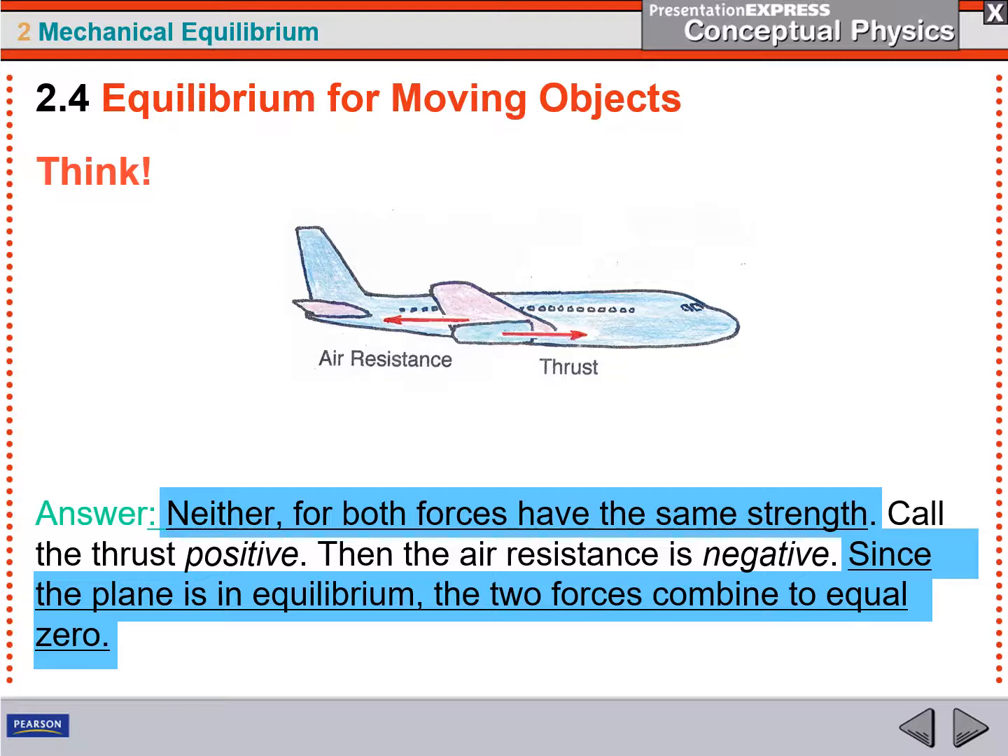If we call the thrust positive and the resistance negative, and you add those two values together, they will add up to zero. The plane is at equilibrium, and the sum of the forces acting on the airplane is zero. So having a zero force doesn't mean you aren't moving. It means you aren't changing your motion. It's very important to keep that in mind.